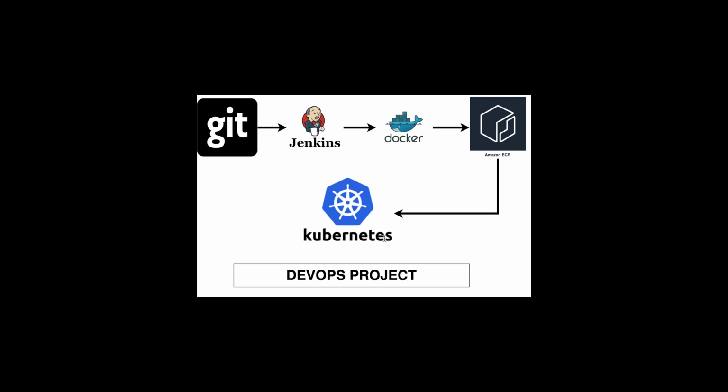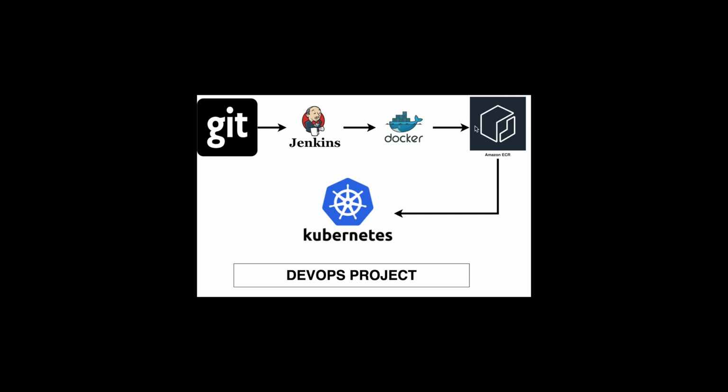So here I have one Nginx Docker image which is present in my GitHub repo, and using Jenkins, I'm creating this CI/CD pipeline. So what will Jenkins do? Jenkins will fetch that Nginx Dockerfile onto the server and build it with the help of Docker, and then after building it, Docker will push the Nginx image to ECR.